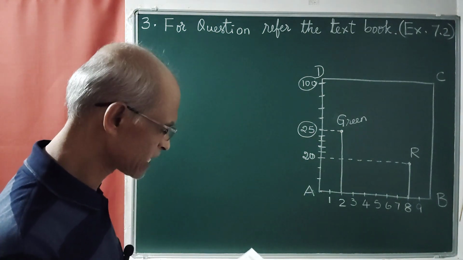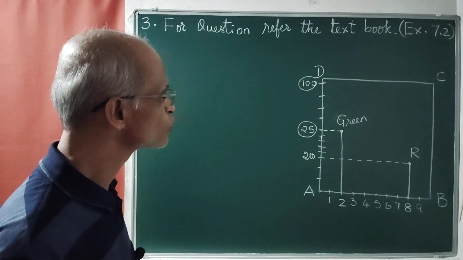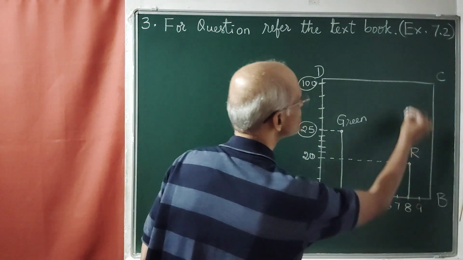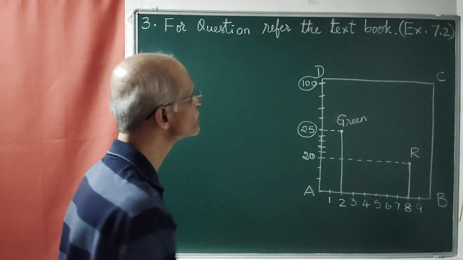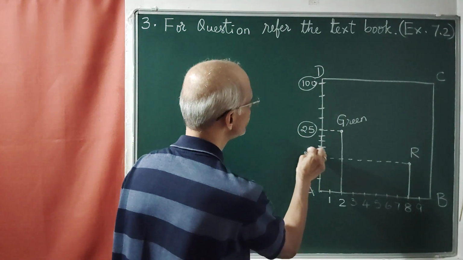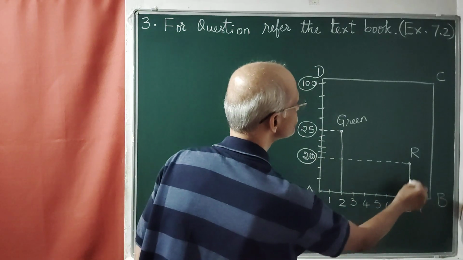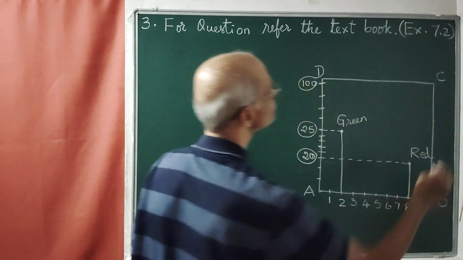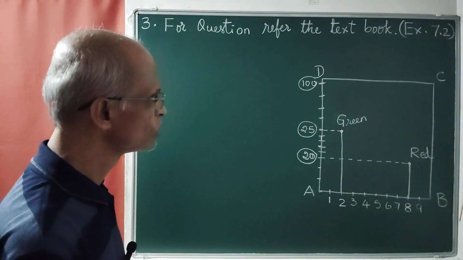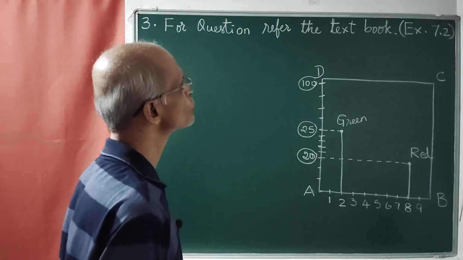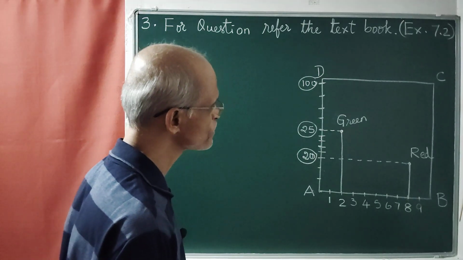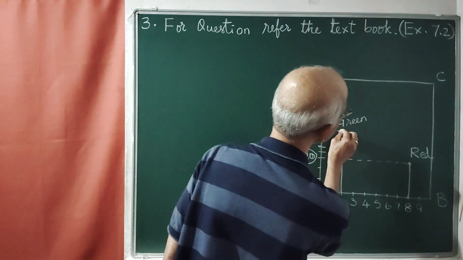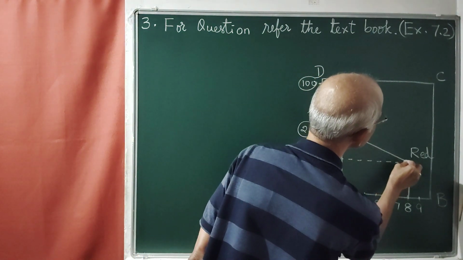Then the second girl, Preet, runs 1/5 of the distance along the 8th line. 1/5 means she will reach the 20th flower pot, and she posts a flag here, the red flag. So now we have to find out the distance between the two flags. That means we have to find the length. This length we should find out.